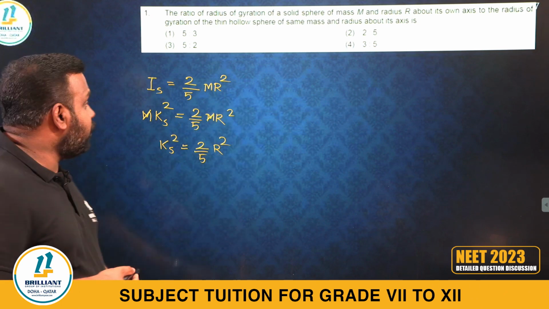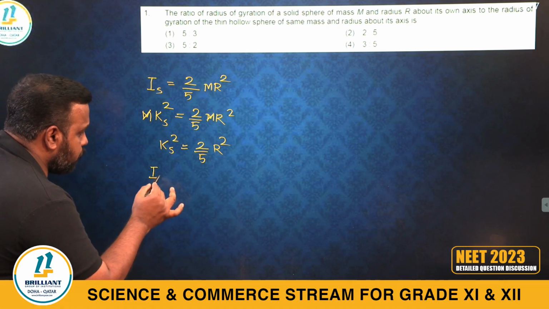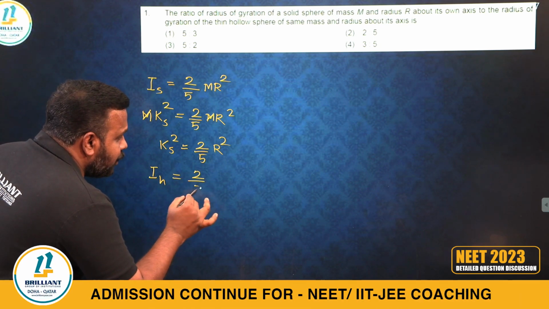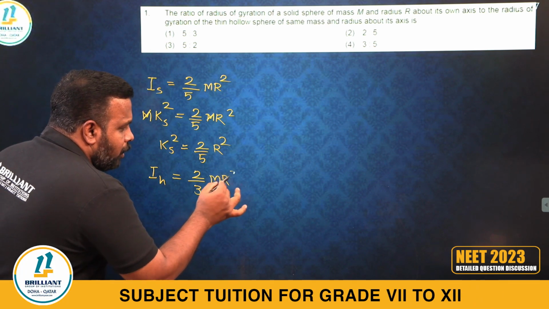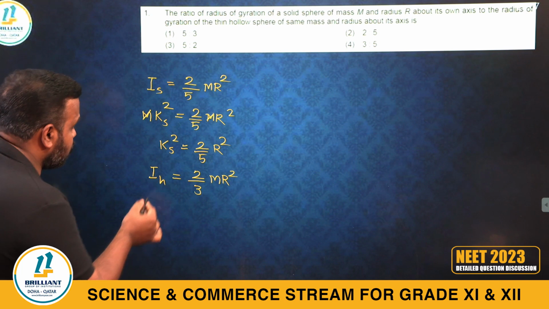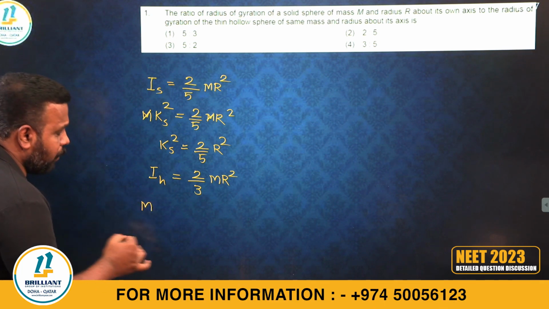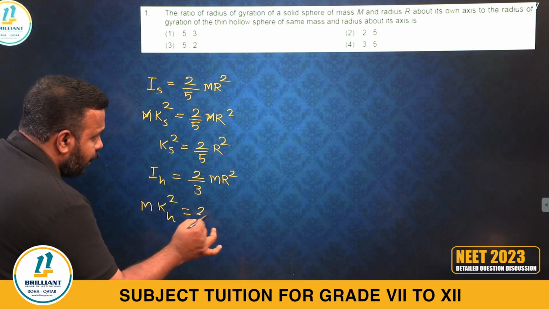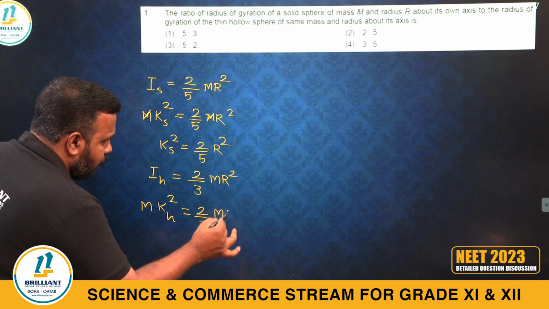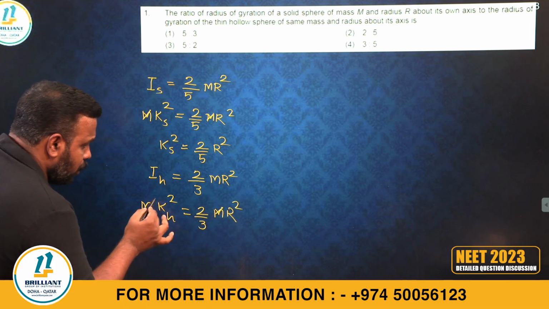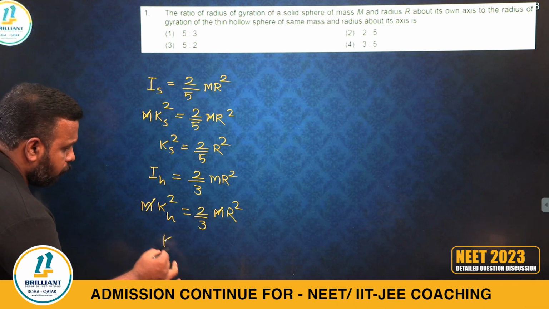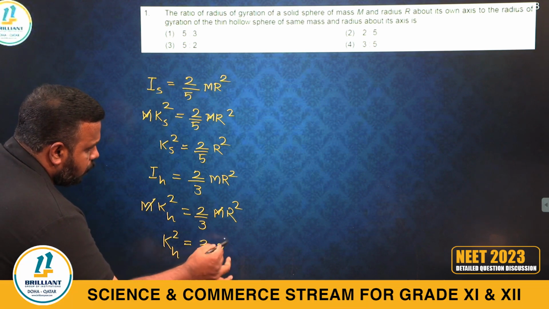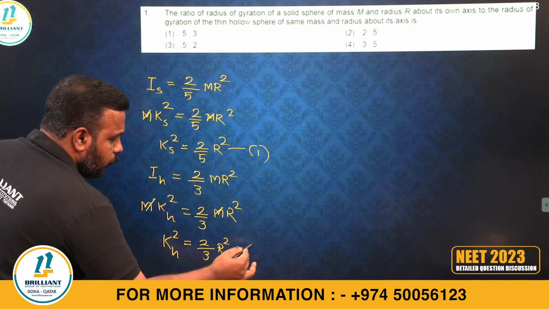In the same way, we can write the equation for the moment of inertia of a hollow sphere. I of hollow sphere is equal to 2 by 3 mr square. When writing the general equation, it is m into k of hollow sphere square, equal to 2 by 3 mr square. So m and m get cancelled. We have k of hollow sphere square is equal to 2 by 3 r square. Take this one as equation number 1 and this as equation number 2.